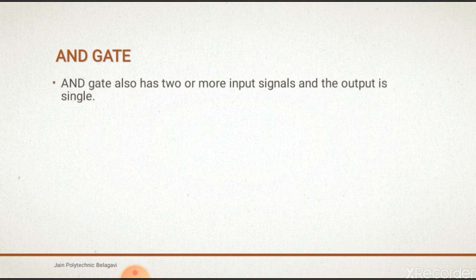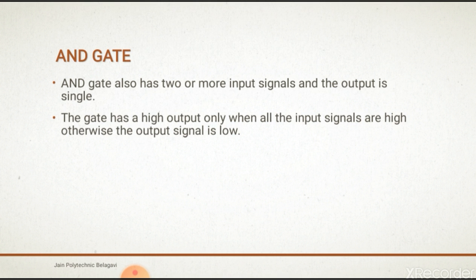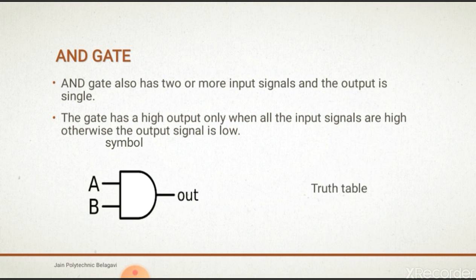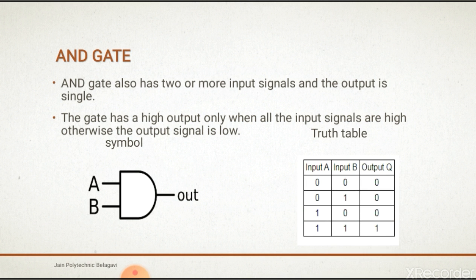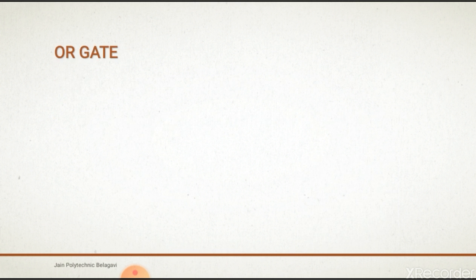AND gate. AND gate has also 2 or more input signals and the output is single. The gate has high output only when all the input signals are high, otherwise the output signal is low. Symbol: A and B input, output. Truth table: input A is 0011, input B is 0101, output is 0001.